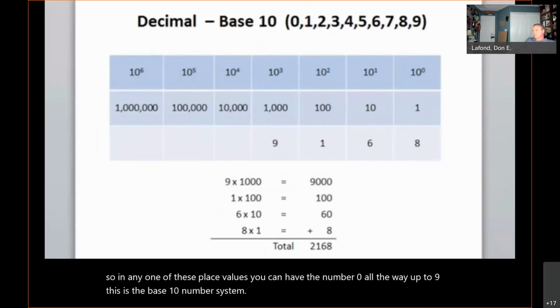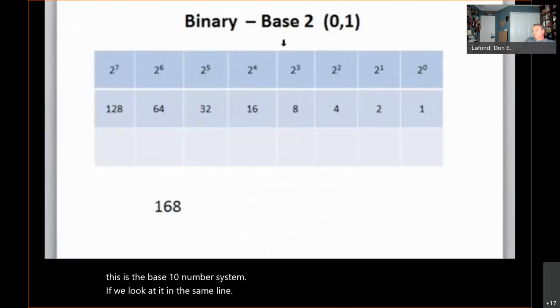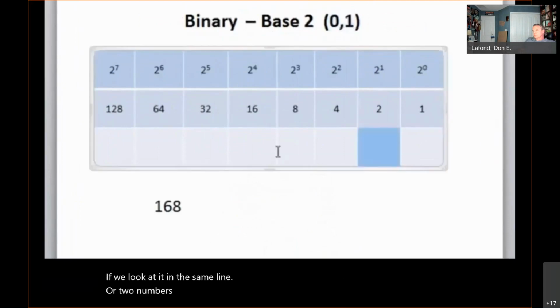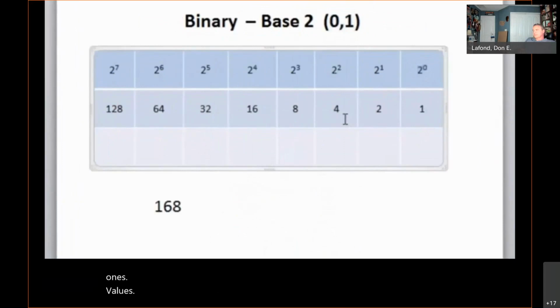If we consider binary and look at it in the same light as decimal, binary is a base 2 number system. There's only 2 characters or 2 numbers, 0 and 1. So under the place values, we can only have zeros or ones. The place values go from 1, which is 2 to the 0, to 2, 2 to the 1, 4, 2 to the 2, 8, 2 to the 3, or 2 times 2 times 2 is 8. 2 times 2 times 2 times 2 is 16. That's 2 to the 4th power, place value of 16. The 32's place, the 64's place, and the 128's place.